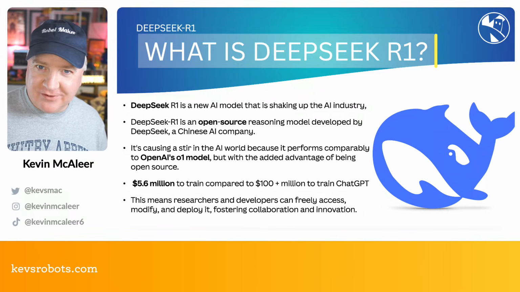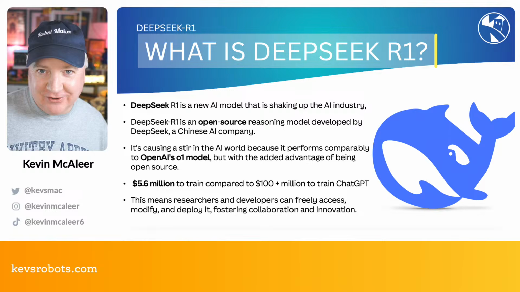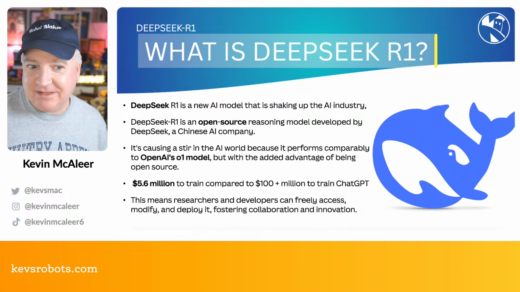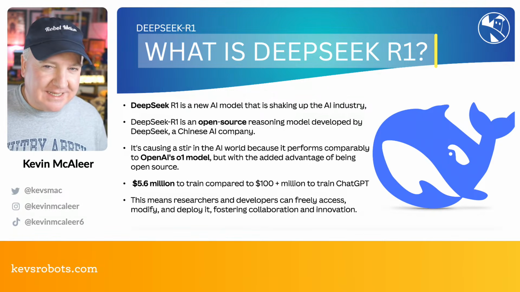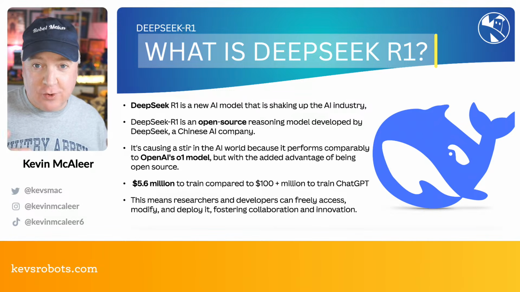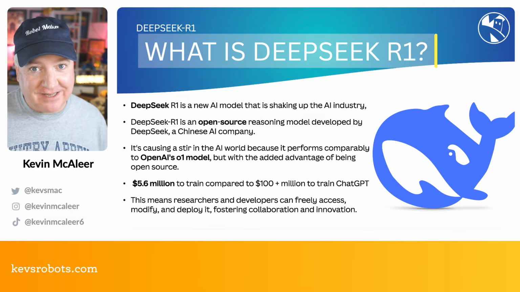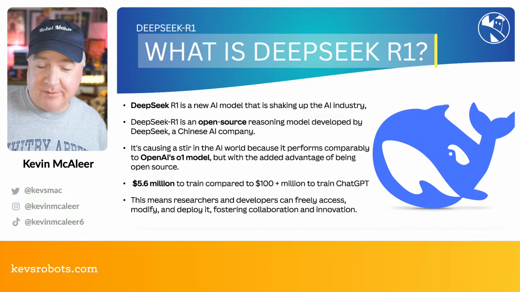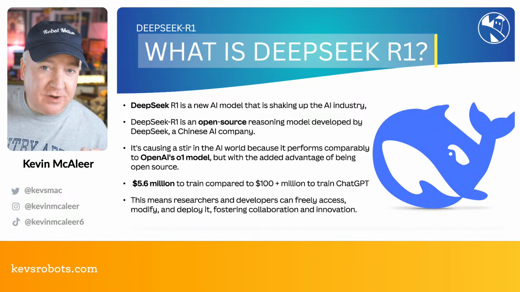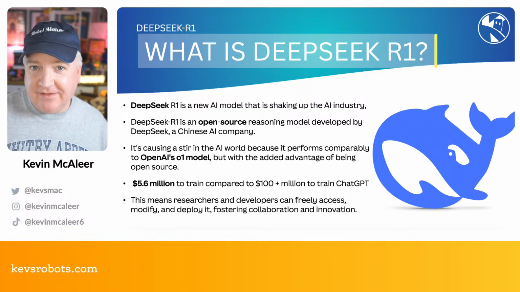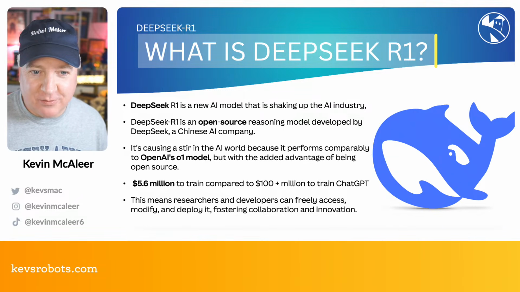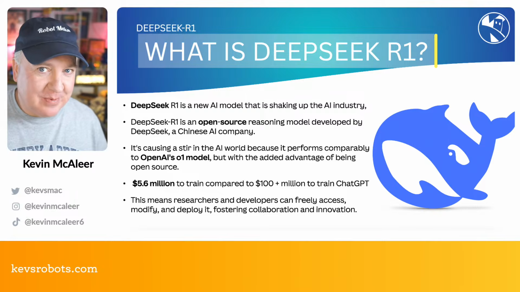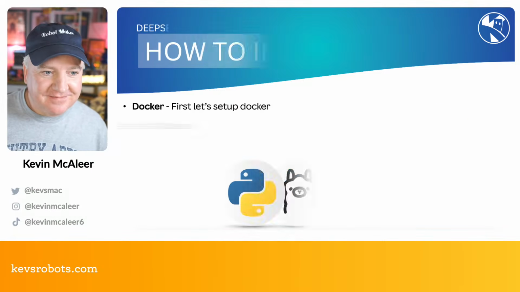Now, there is some controversy that it's actually been trained on ChatGPT, and that's why it's been so cheap. But we'll see how that plays out. What we do know is it's open source, unlike, ironically, OpenAI's ChatGPT, and this means that researchers and developers can have free access to it. They can modify it, they can deploy it, and they can investigate what it means to them, which is what we're going to do today on a Raspberry Pi, which is just insane.